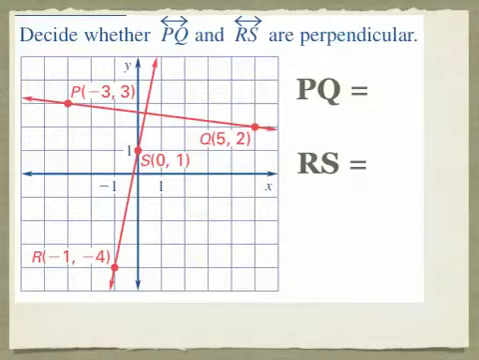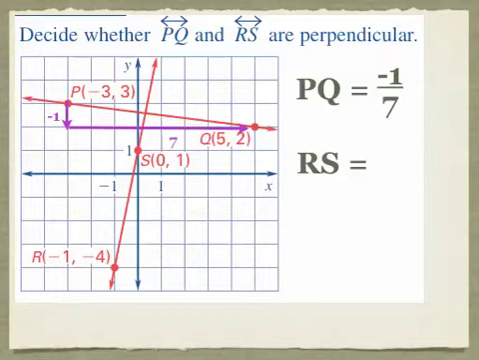The next example says to decide whether line PQ and line RS are perpendicular. If you notice, again, we have two lines that are graphed on a coordinate plane. In this case, we do have whole numbers for our ordered pairs, so it is going to be nice to count rise over run. Let's start with line PQ. To go from point P to point Q, I have to go down 1, so my rise would be a -1, and I go to the right 7. So the slope for line PQ, rise over run, is -1 over 7.